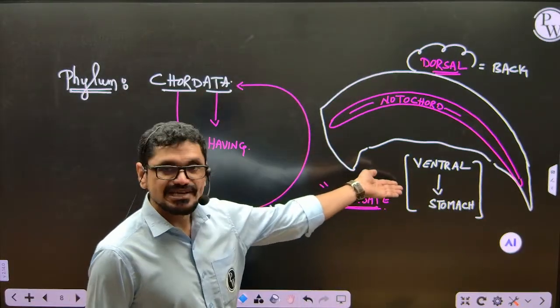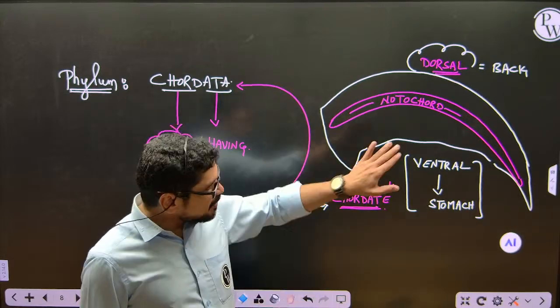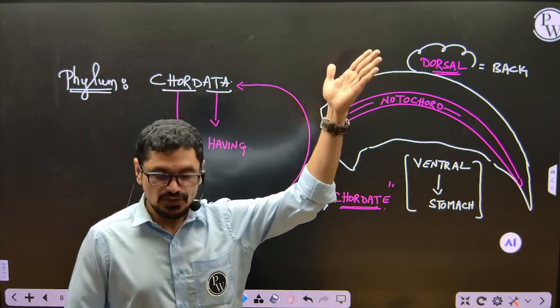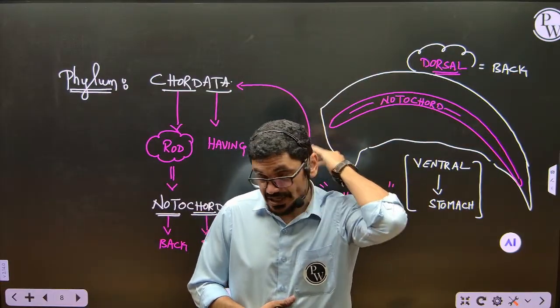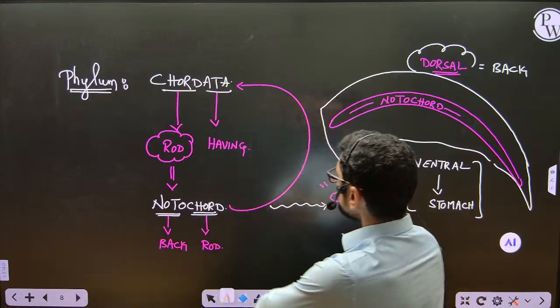And what is the ventral side? Stomach side is the ventral side. Opposite to the ventral, dorsal side is present. So for human being, this side is the ventral side, and the opposite side is the dorsal side. Okay, and now that's all about the phylum Chordata.